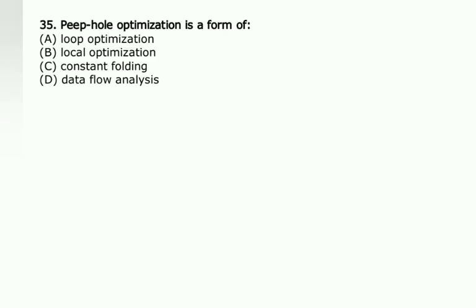Next. Peephole optimization is a form of... So it is a kind of optimization performed over a very small set of instructions in a segment of generated code. The set is called a peephole or a window. It works by recognizing sets of instructions that can be replaced by shorter or faster sets of instructions. A common technique applied in peephole optimization is constant folding that evaluates the constant sub-expressions in advance. So option C is the correct one.